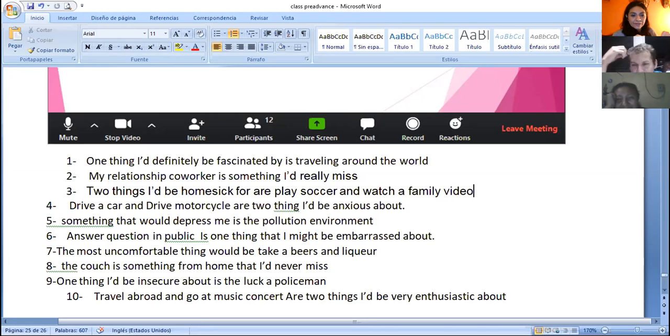Okay. Something that I would be depressed about. Es a las 5, hay que cambiarlo un poquito. Something that I would be depressed about is the pollution of the environment. Something that I would be depressed about or would depress me, maybe. Something that would depress me. Okay, no, déjala así. Something that would depress me is not... Olvídelo. Forget it. Answer okay. Question in public is one thing I might be embarrassed about. Okay. The most uncomfortable thing would be to take a beer. Oh my goodness, to take a beer. Okay. Solo fíjense que A es singular y beers están puestos en plural.